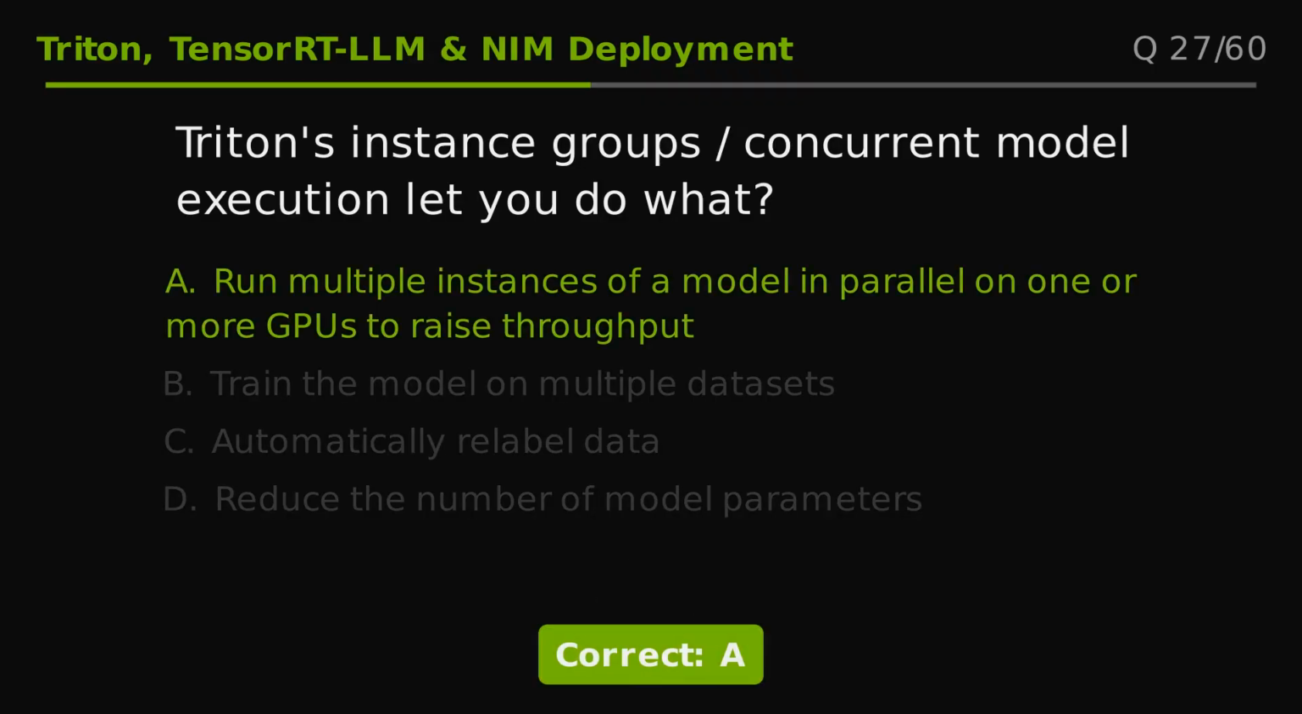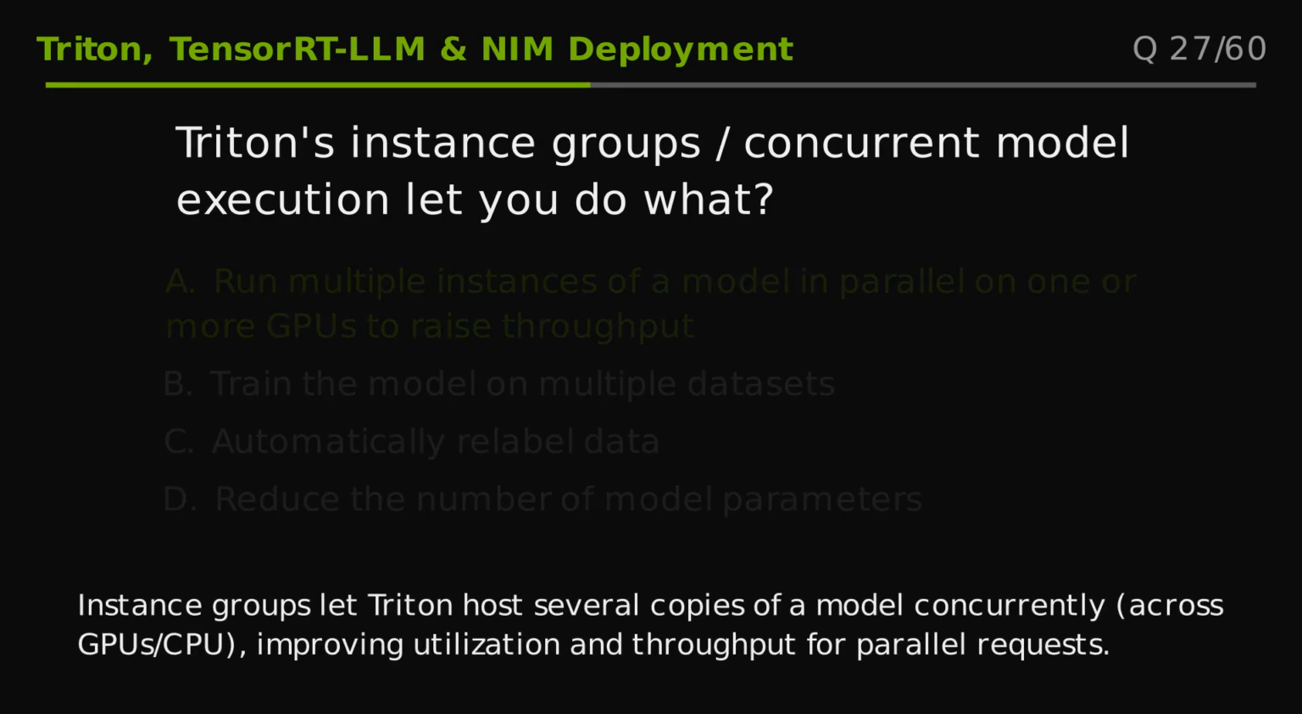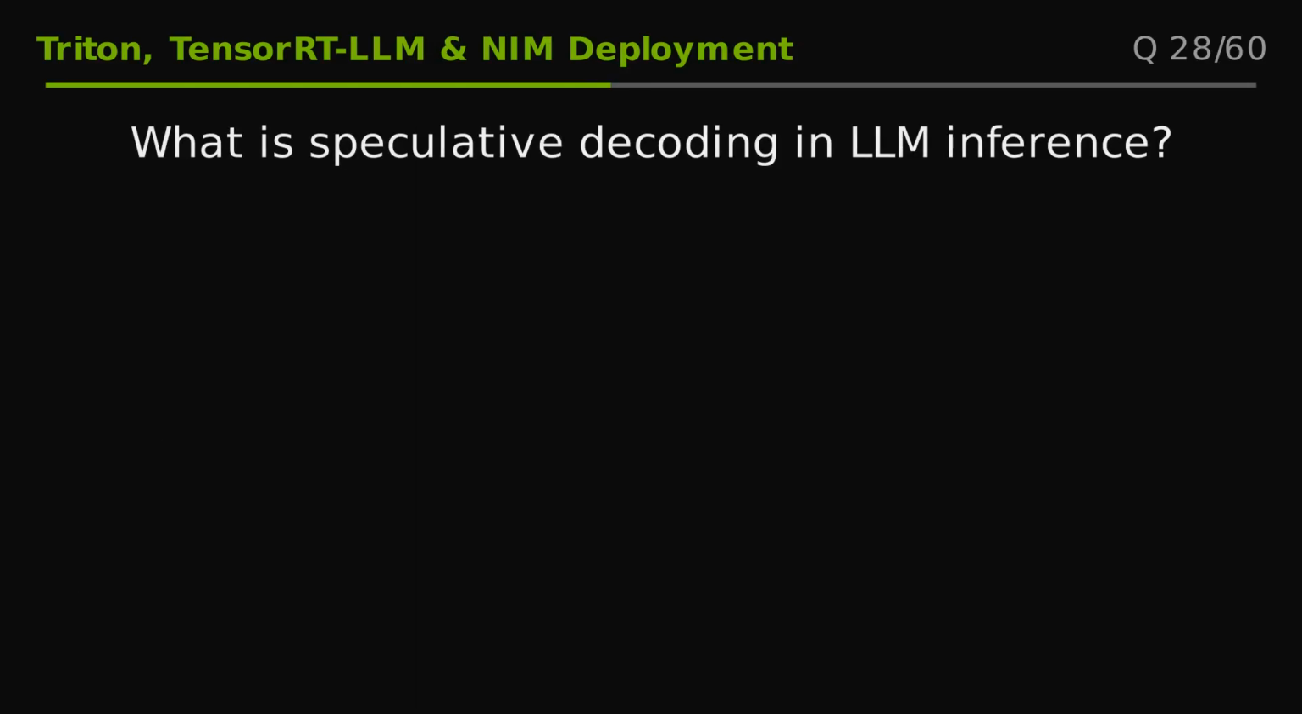The correct answer is A. Instance groups let Triton host several copies of a model concurrently across GPUs, improving utilization and throughput for parallel requests.